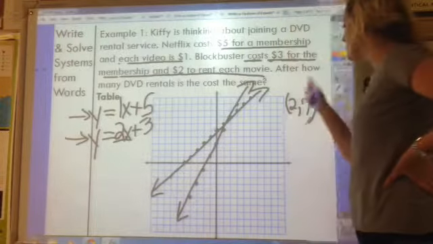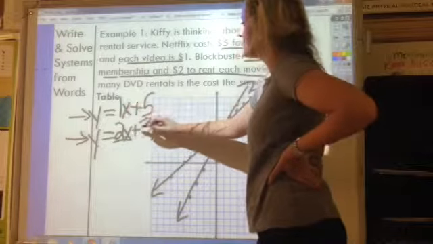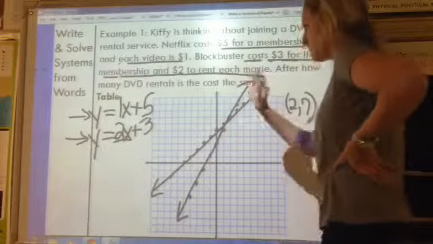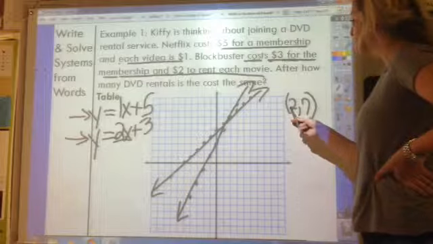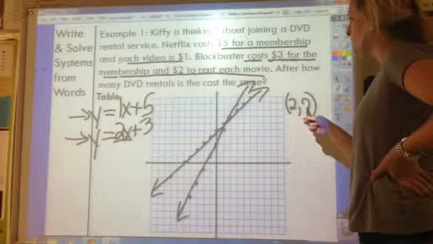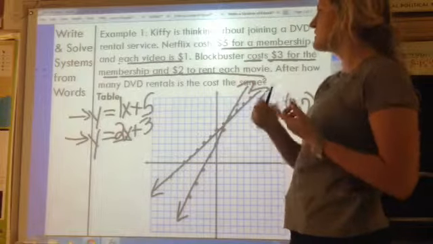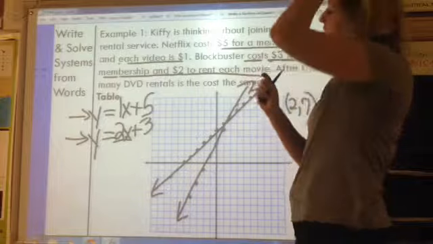What that means is that (2, 7) is the only pair of coordinates that I can plug in to the solution to make it true for both equations. So that means for every 2 movies I rent, that's going to be $7. And that's going to be the same for Netflix and for Blockbuster. If I rent 2 movies, I'm going to spend $7 for Netflix and for Blockbuster.